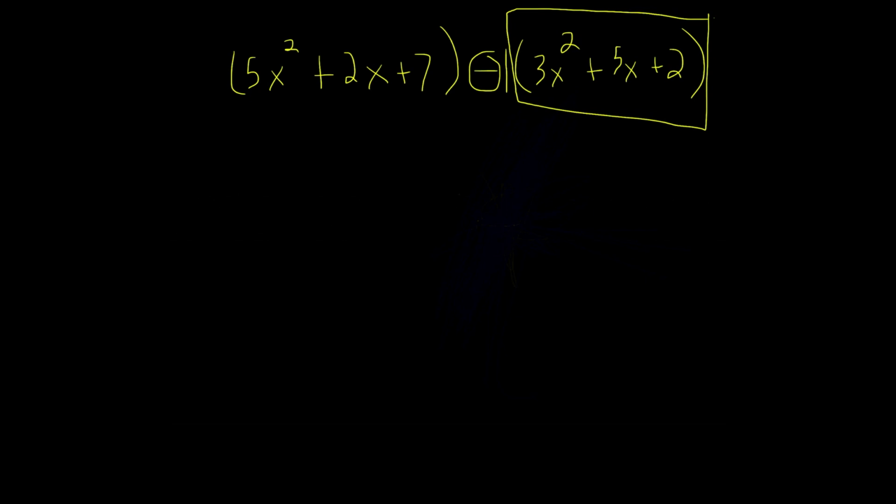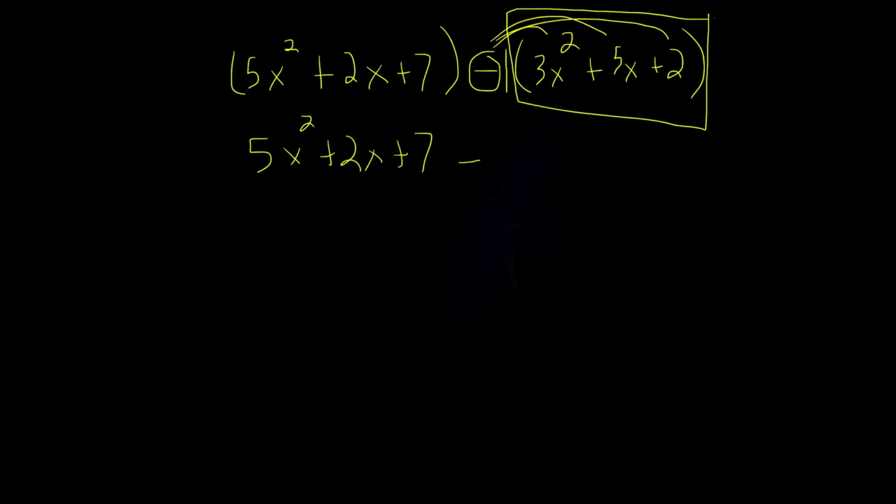So if you guys didn't know how to distribute, it's where you have to multiply our outside term, which in this case is negative 1, to all our terms in our parentheses. So we're going to multiply negative 1 with 3x squared, 5x, and 2. So let me just write our first terms down here. These don't change because we're not multiplying these with anything. So it's just 5x squared plus 2x plus 7.